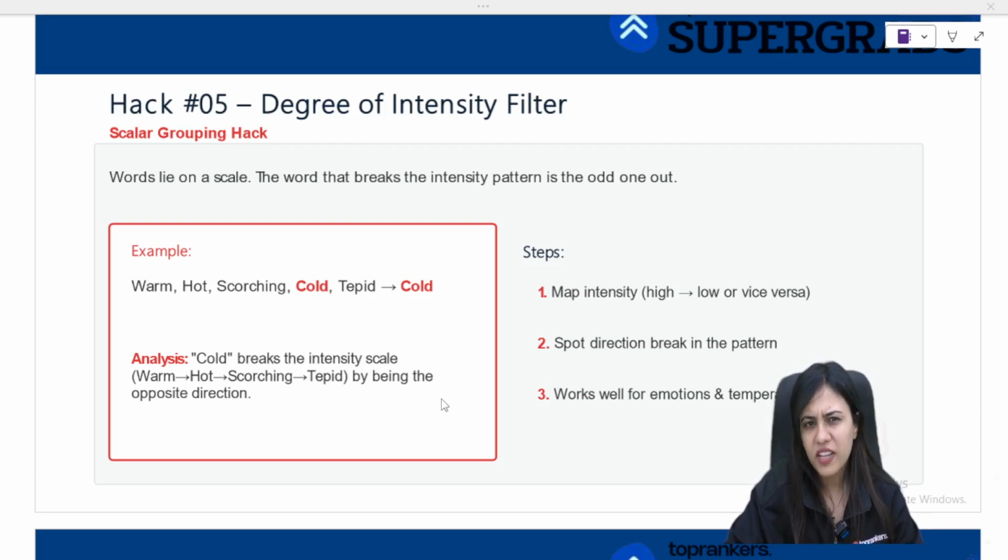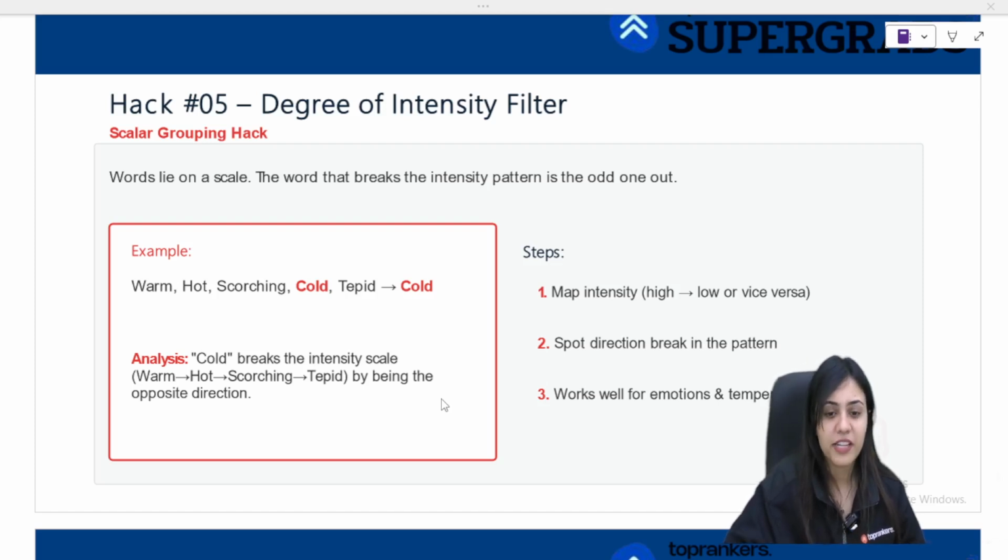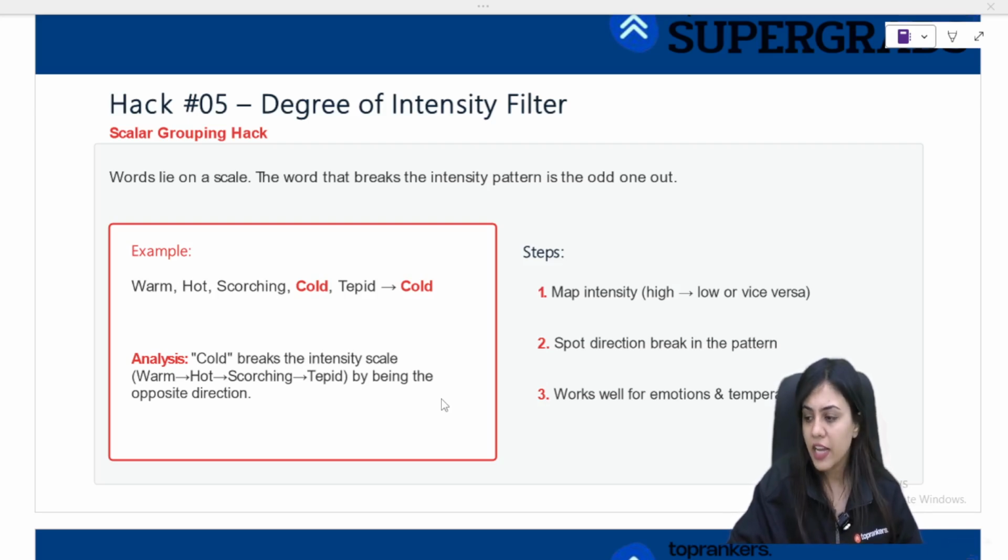But cold is, I would say, something that breaks the flow, breaks the intensity scale, or breaks the intensity cycle in this case. So you need to map that intensity, high, low, or vice versa. Spot the direction break in the pattern. The writer might be speaking about something in a highly critical manner. Suddenly he cannot really be positive about it.